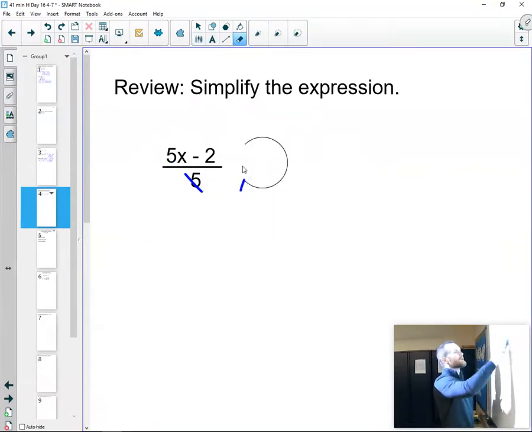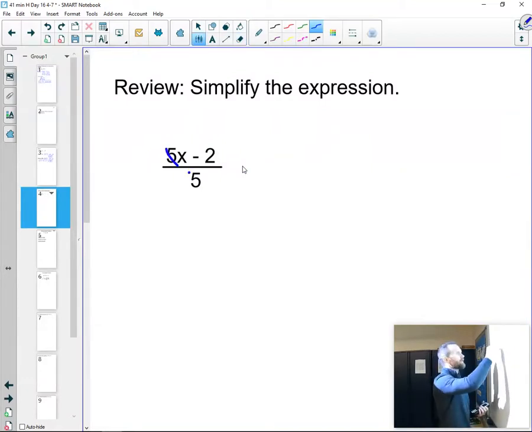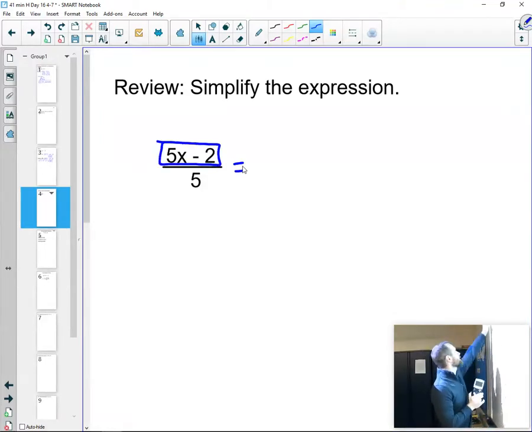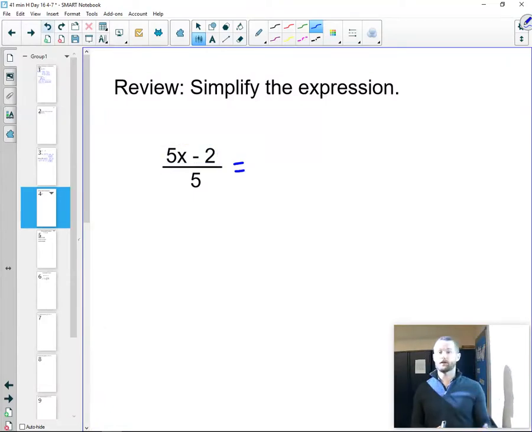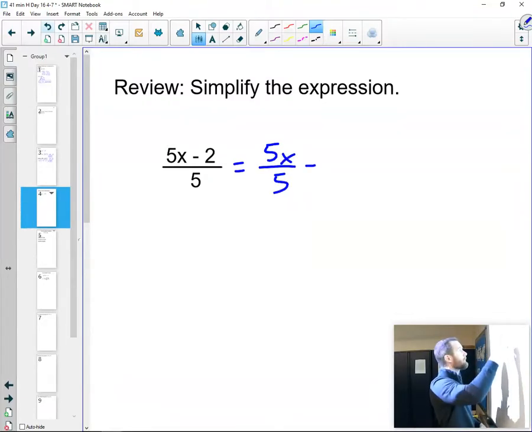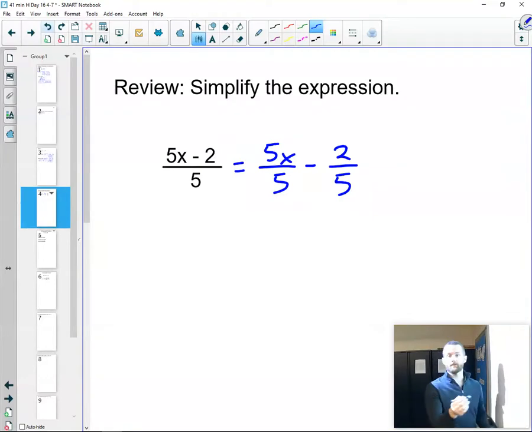The reason we can't just cancel out the 5s like that is because the 5x is not the only thing being divided by 5, or the only term that's being divided by 5. What I like to do with a problem like this, whenever we have a polynomial, more than one term in the numerator, is what I call distribute the division. So this 5x is being divided by 5, and the minus 2 is also being divided by 5. We take this 5 and we distribute the division, so every term in the numerator gets divided by 5.